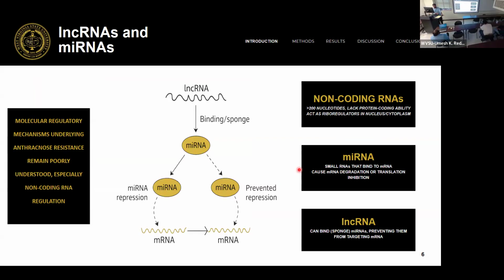So basically, just a brief: long non-coding RNAs are RNAs that are more than 200 nucleotides long and that do not code for protein, whereas miRNAs are small, 20 to 22 nucleotides long. These also don't code for proteins. An interesting fact here is that these lncRNAs sometimes sequester or sponge the miRNA, which may be beneficial for the targeted gene as it allows it to express more freely.